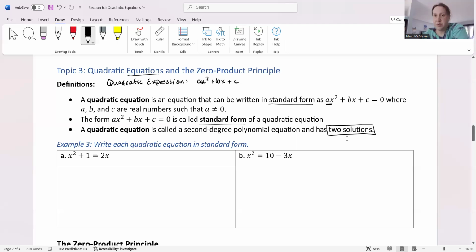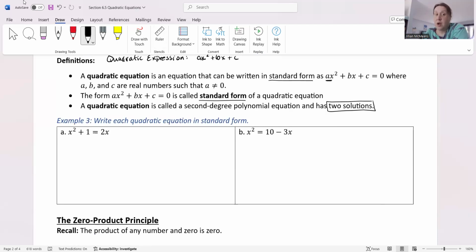Now, for example 3, this one's going to be really, really quick. It just says, write each quadratic equation in standard form. That means we want the squared term, then the linear term, then the constant, and equal to 0. And I will tell you this right now. At this level in your math career, you need to make sure the squared term stays positive. So arrange things so that the squared term remains your positive term, okay?